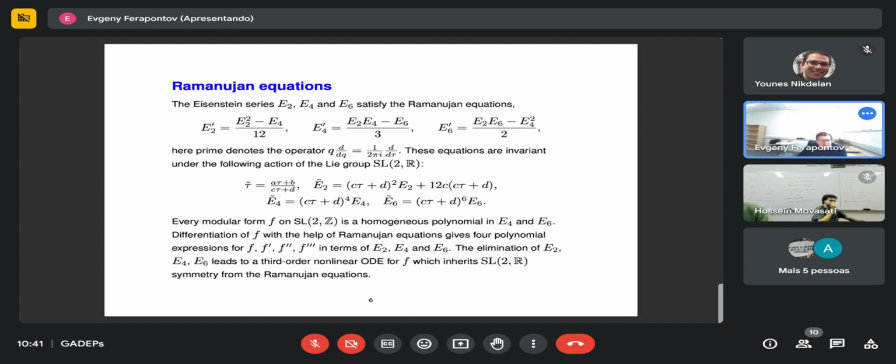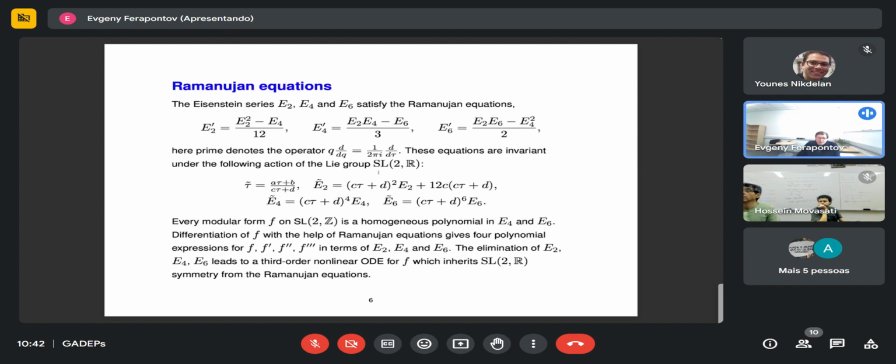And prime here and everywhere else will be 1 over 2 pi i d by d tau, just to avoid multiples of pi in the equations, right? To make all coefficients rational.